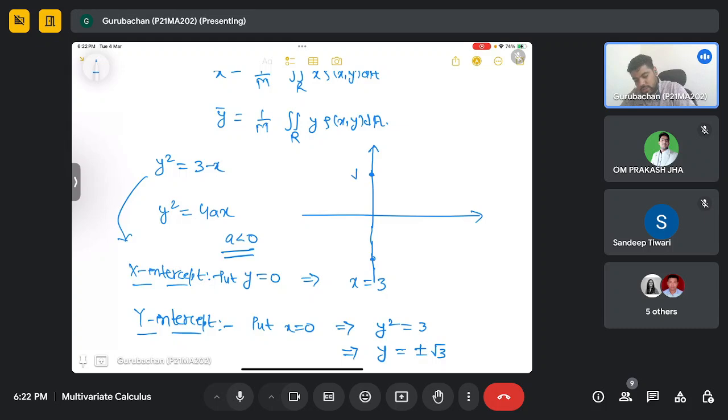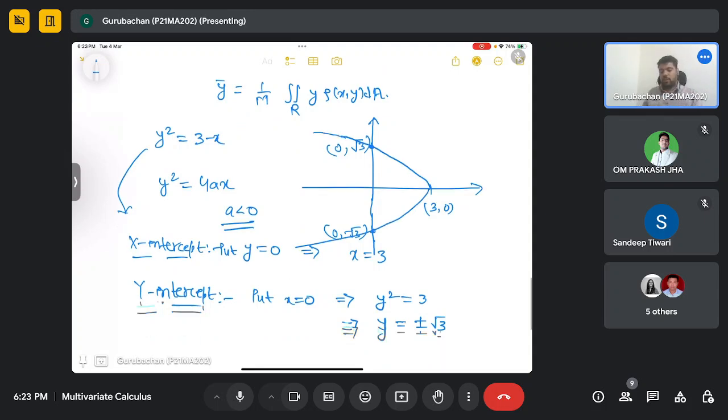Okay, so this is under root 3, 0 comma, and this is 0 comma minus under root 3, and the x-intercept is 3. So x equal to 3 will be here, 3 comma 0, and you know that the face of this parabola is opening towards the negative y-axis. So it will go from here like this.